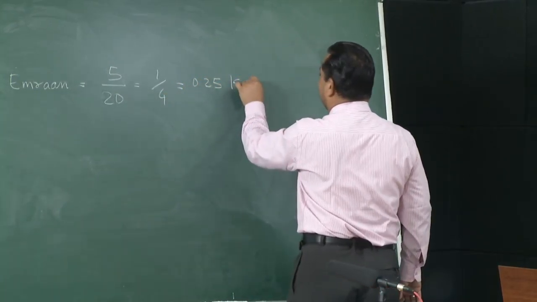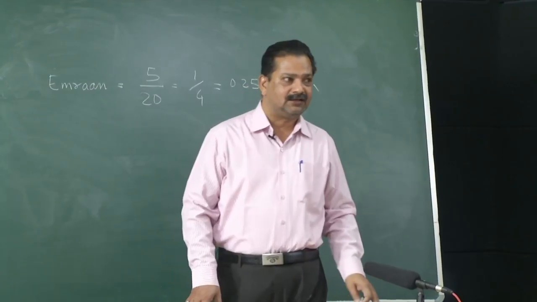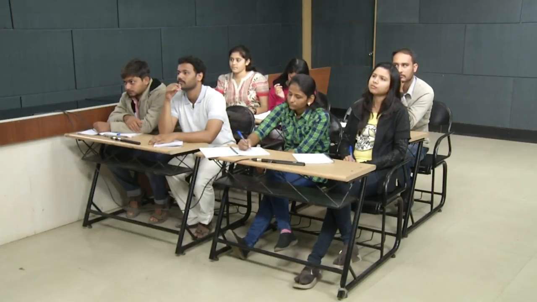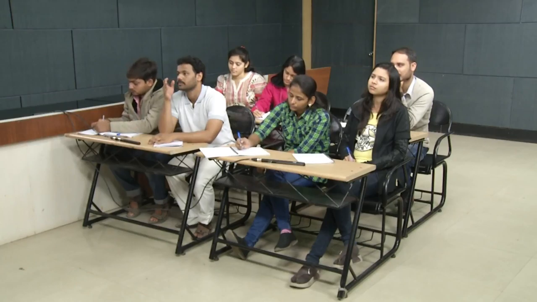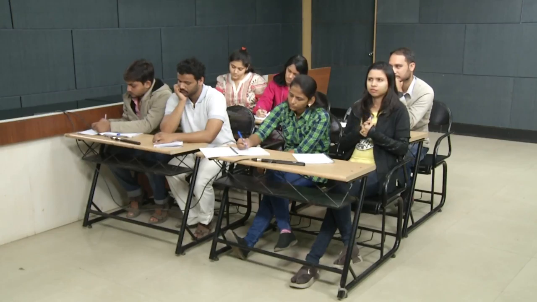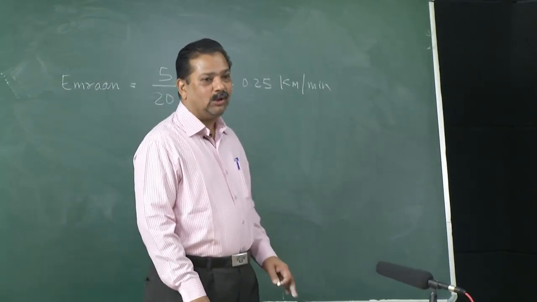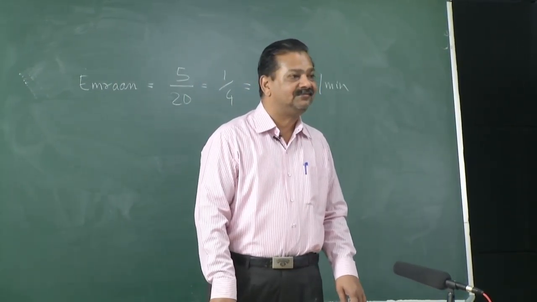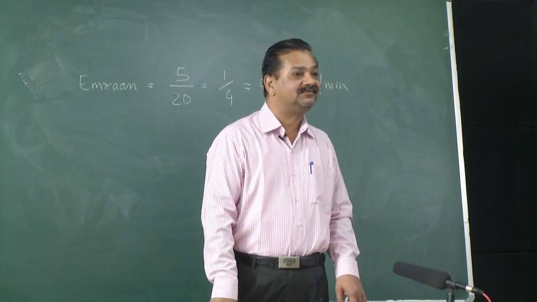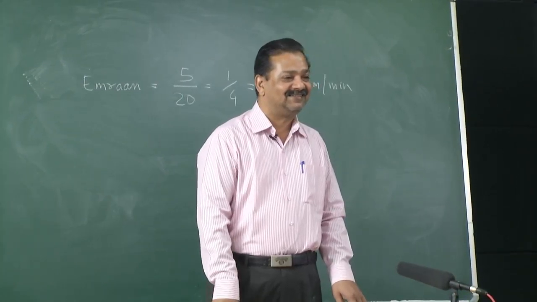What is 5 by 20? It is 1 by 4, so this is 0.25. So this will be kilometers per minute. And what is the speed of Imran in kilometers per hour? 0.25 into 60. You tell me the answer. Convert this into kilometers per hour.